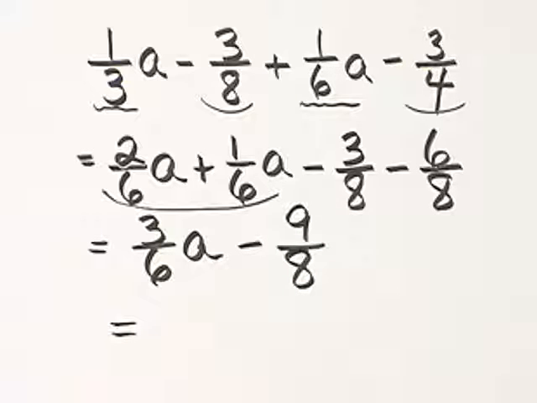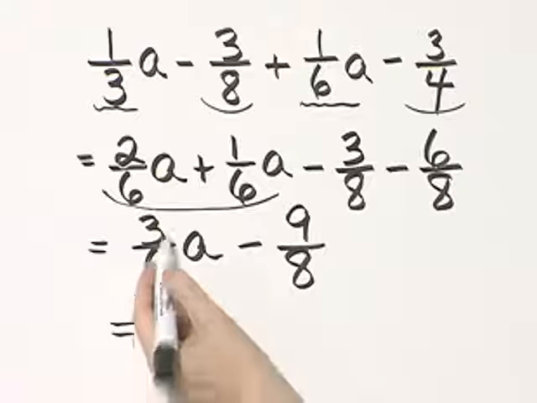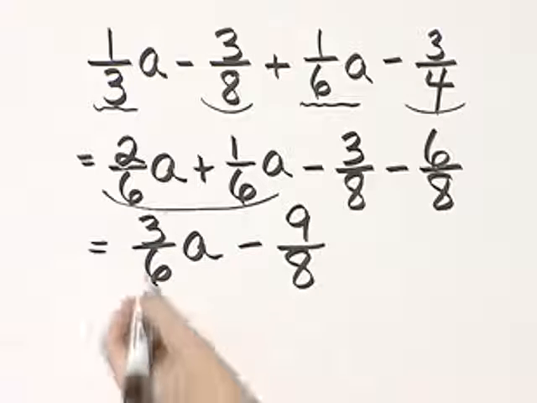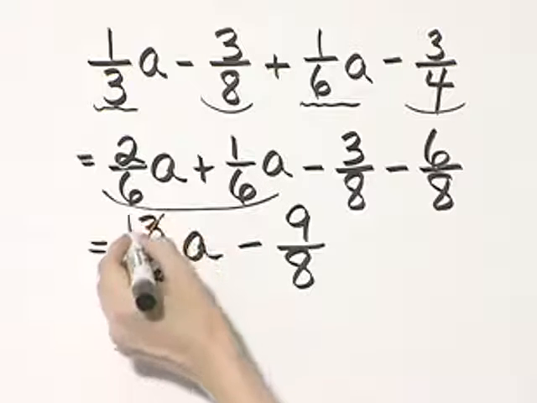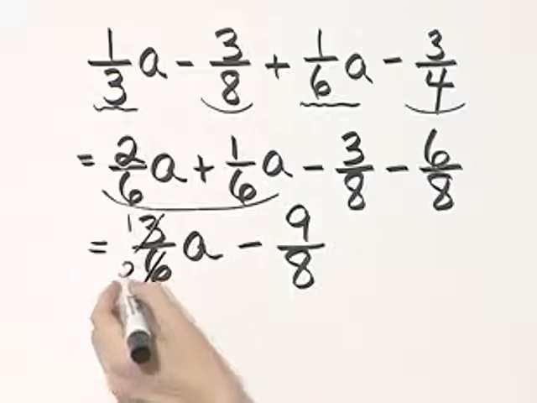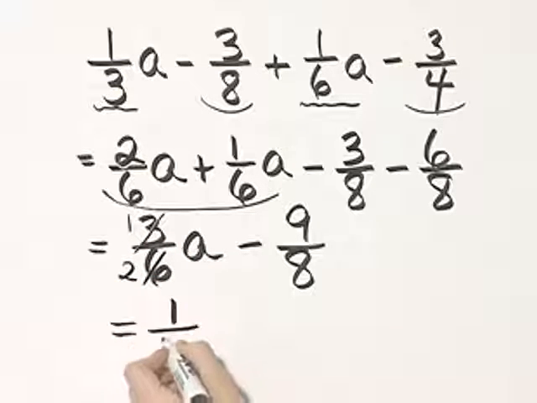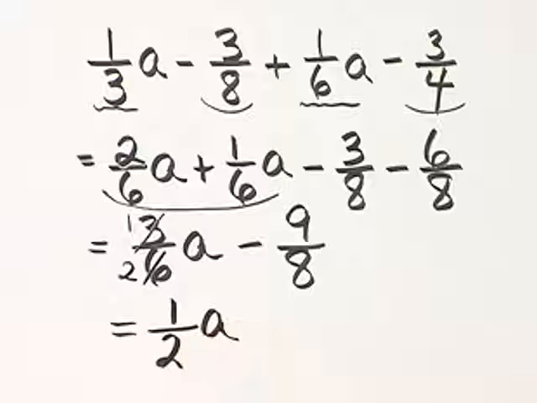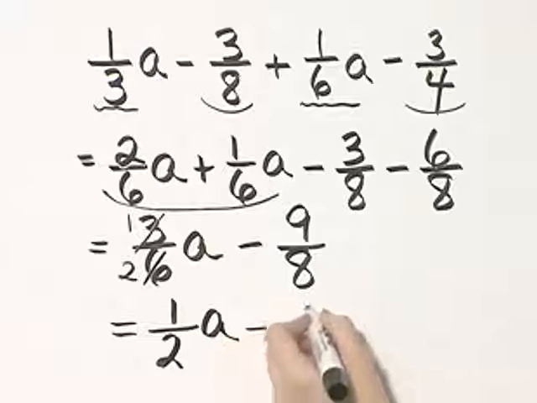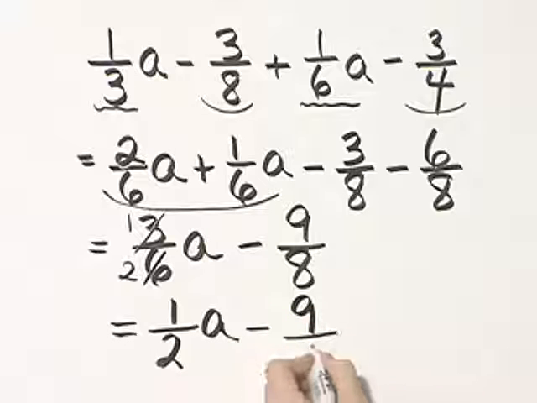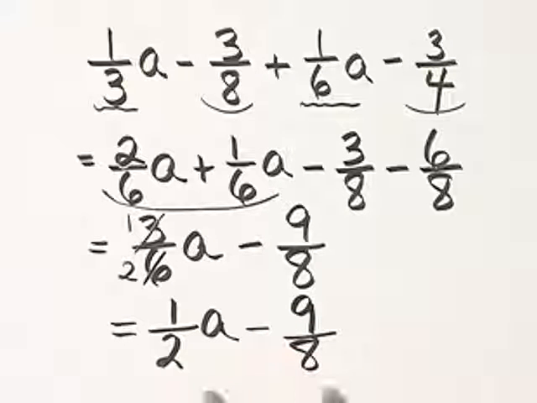Then can either of our fractions be simplified? The answer is yes. Notice 3 and 6 have a common factor of 3. 3 divided by 3 is 1, and 6 divided by 3 is 2. So this is 1/2a, or you can write it as a over 2 if you'd like, minus 9/8. Now, by the way, you cannot combine these two terms because they are unlike terms.